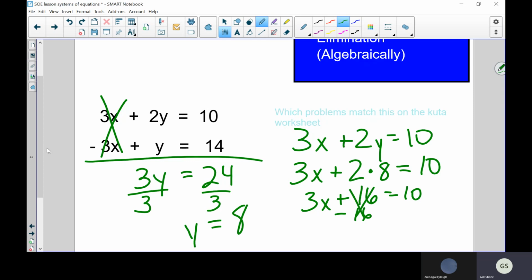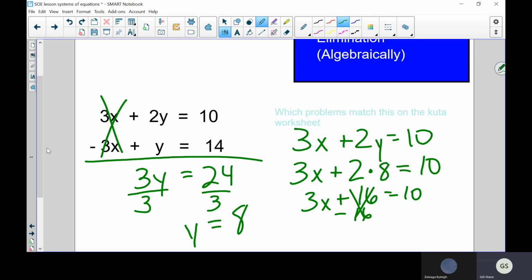2 times 8. Well, no, I'm taking the top equation, 3x plus 2y is 10. You could have used the bottom one. You could have used that one if you wanted. I just chose the top one.